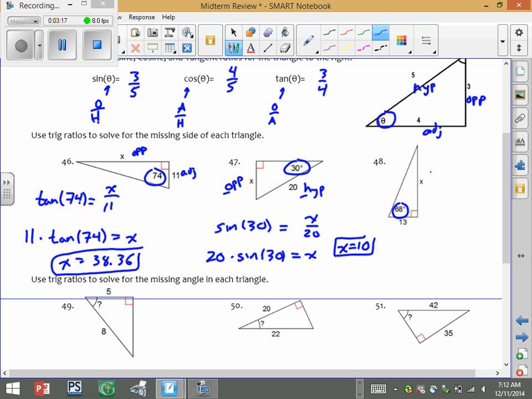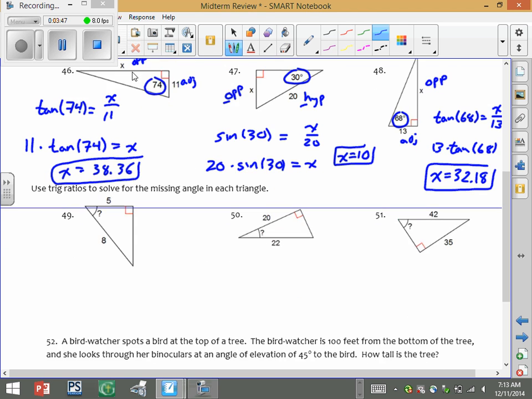One more example here. We have opposite and adjacent here, which will again put us back to tangent. So we do tangent of 68 equals x over 13. Again, x is in the numerator, so we'll multiply. 13 times tangent of 68. And so 13 times the tangent of 68 puts us at x equals 32.18.